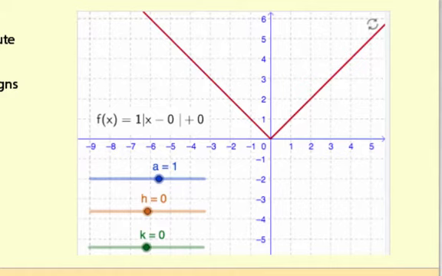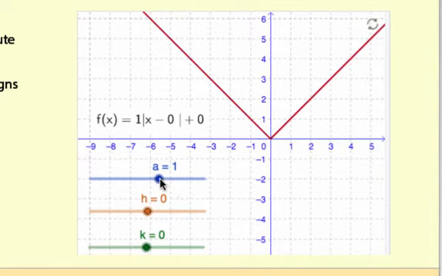Let's take a look at this GeoGebra graph. And this is in your lesson, so you should definitely look at this on your own as well. So what we're going to do is look at the transformations of an absolute value function. Right now it's called the parent function. There are no transformations. It's just f of x equals 1 times the absolute value of x, and then these zeros are just placeholders.